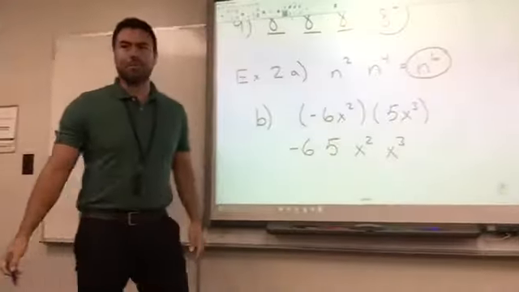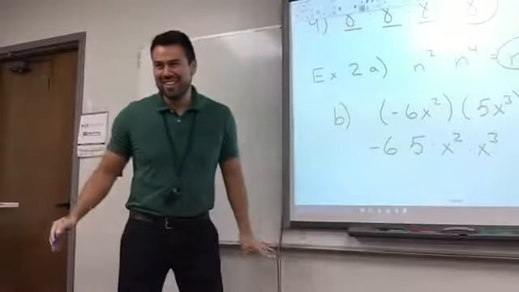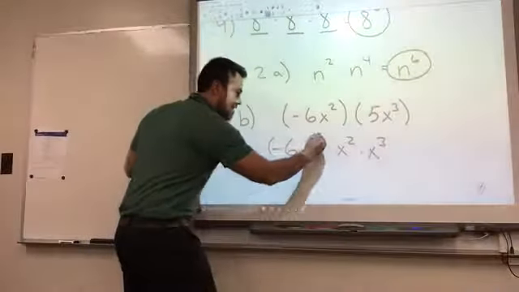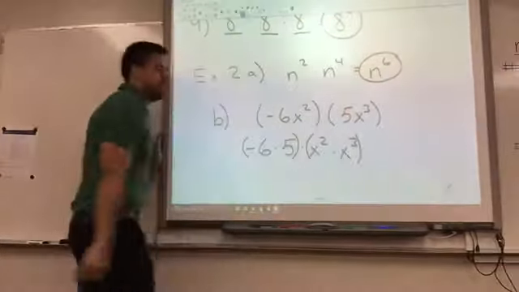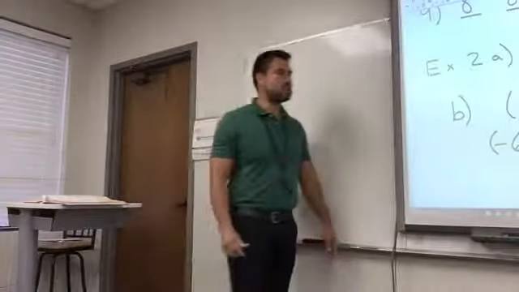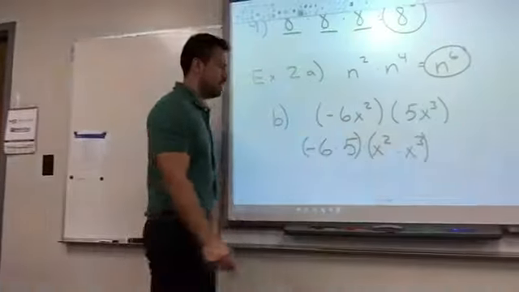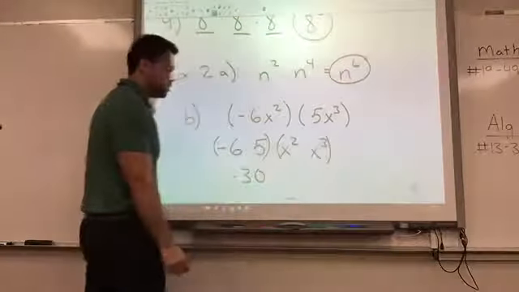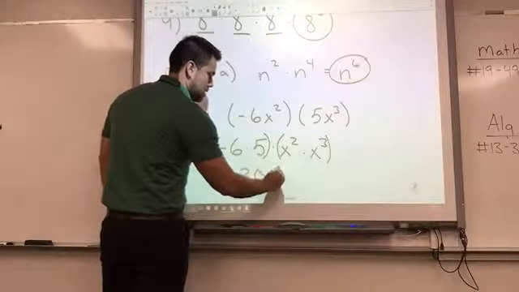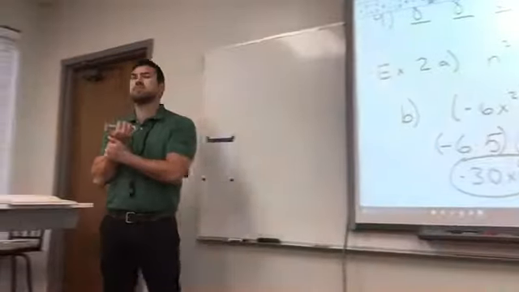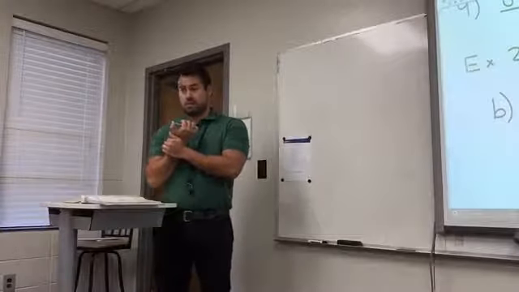Now I'm going to use another property. Ready? Hold on. I want to group these two together. I'm using the associative property. Yes, you are. You got it. Associative. So what's negative 6 times 5? And what's x squared times x cubed? That's my final answer.